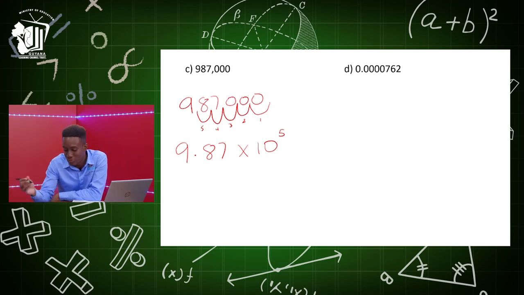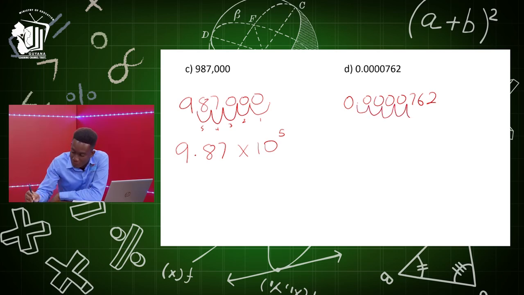And the last example, we have 0.0000762. We want to write this in scientific notation. Obviously, we see this number is less than 1. So we see our power will already be negative. So we jump 1, 2, 3, 4, 5.